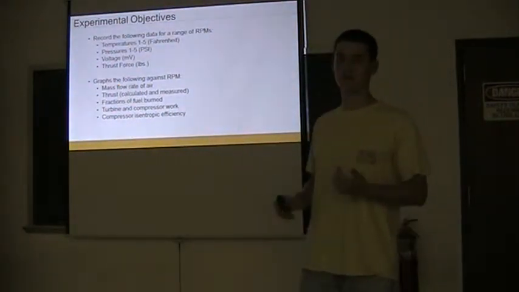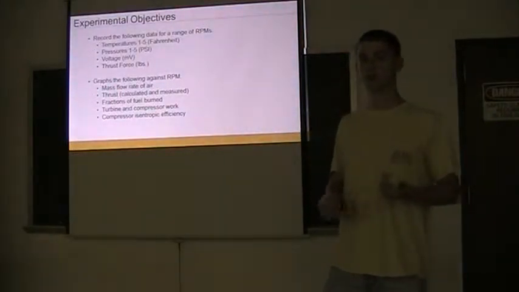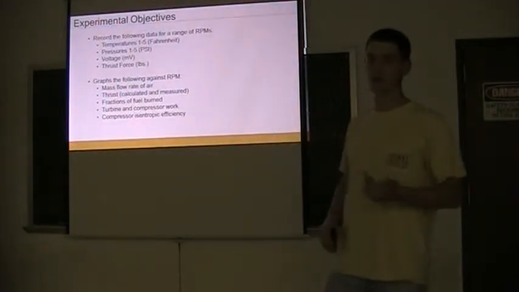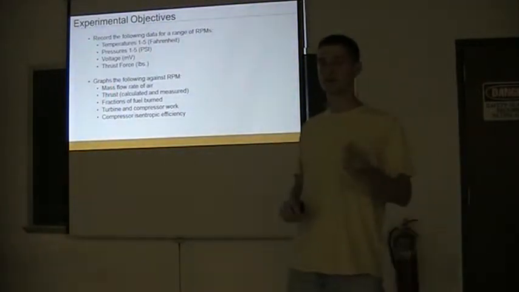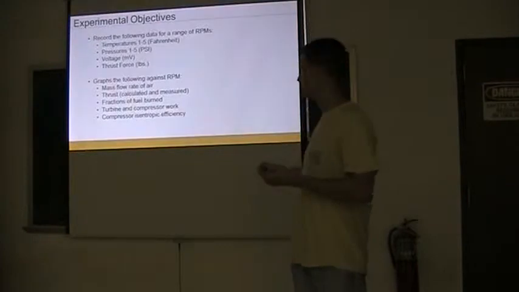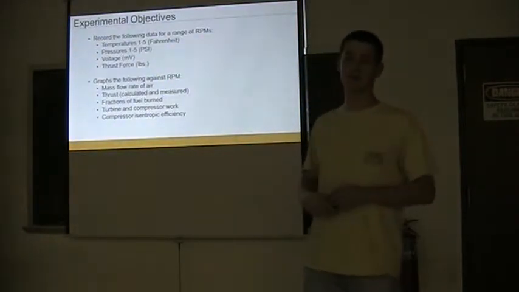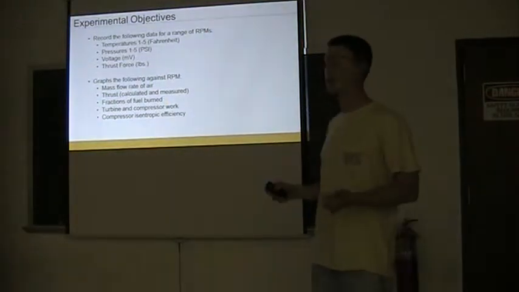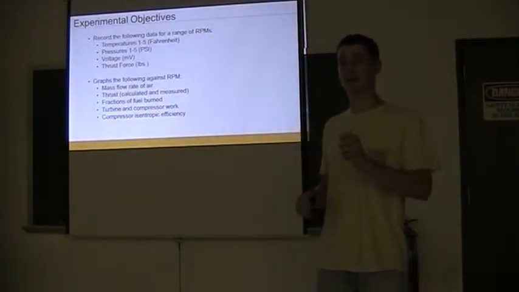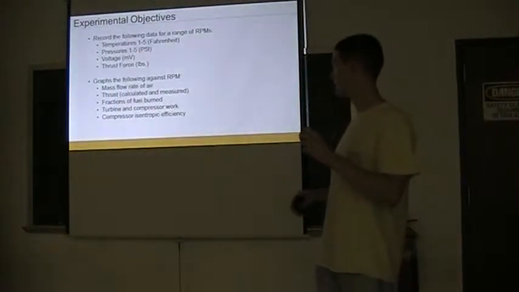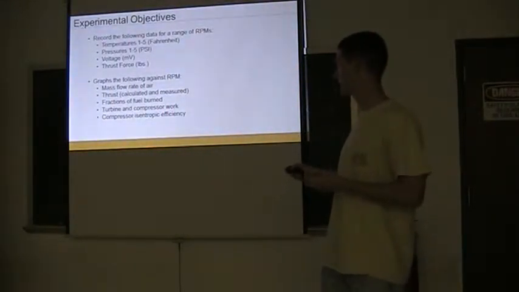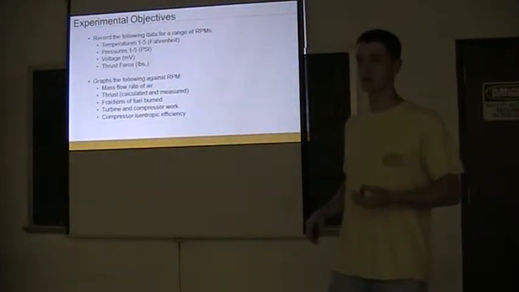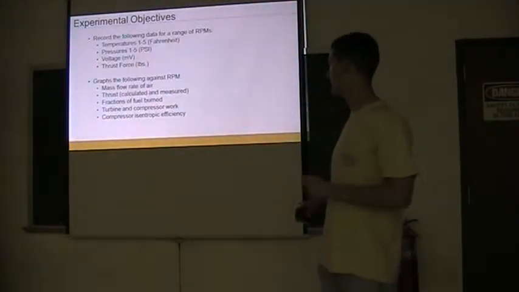Based on this, the following equations that I'll show you later will be used to calculate these calculated values right here, which will be used by the group reporter in graphs, and they will be plotted against the RPM. This includes the mass flow air rate, the thrust that's calculated, and the thrust that's measured by the jet engine thrust measuring device, fractions of fuel burn throughout the jet engine, the turbine and compressor work compared to each other to see how efficient it is, and the compressor isentropic efficiency.